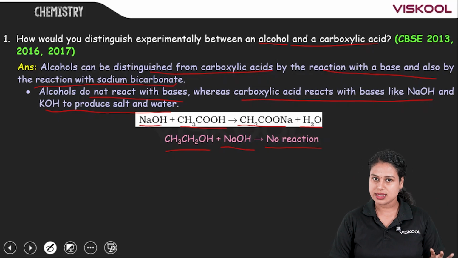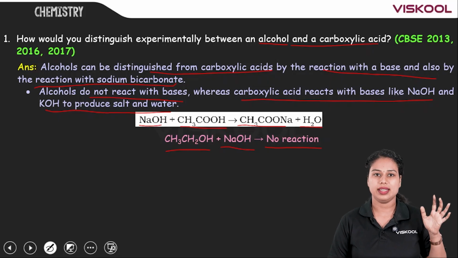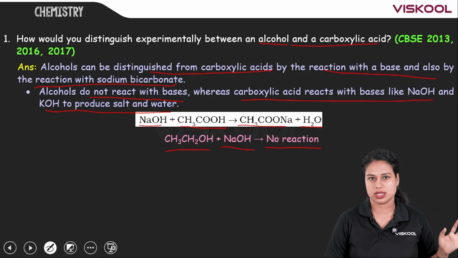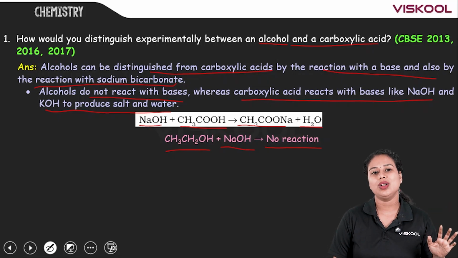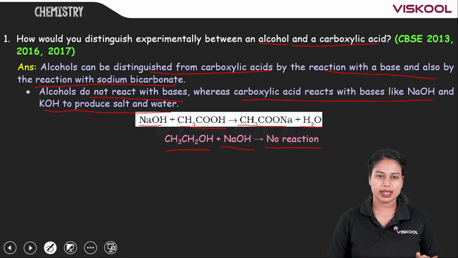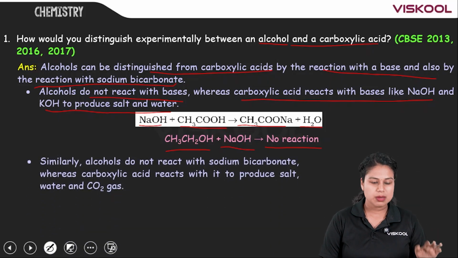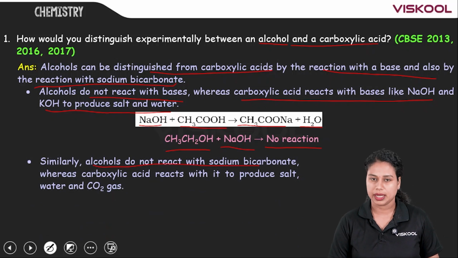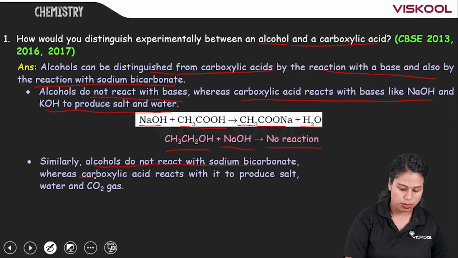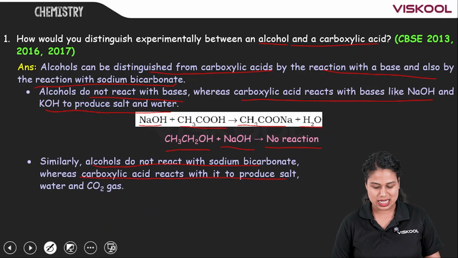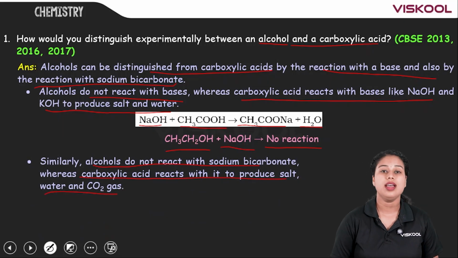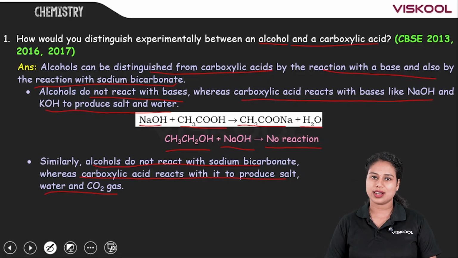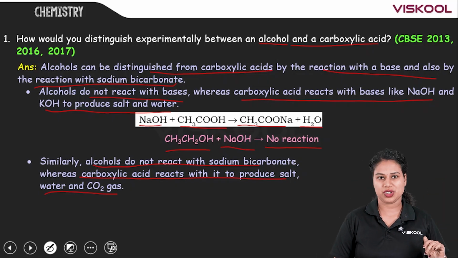As we know, an acid reacts with a metal bicarbonate, resulting in the formation of salt, water and carbon dioxide gas, whereas alcohol has no reaction with sodium bicarbonate. Similarly, alcohols do not react with sodium bicarbonate, whereas carboxylic acids react with it to produce salt, water and carbon dioxide gas, and we studied this particular reaction in the second chapter itself, right?